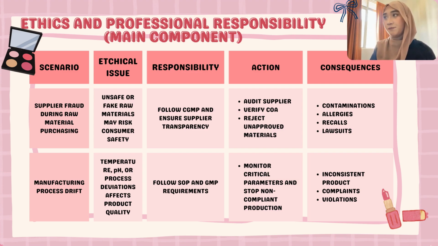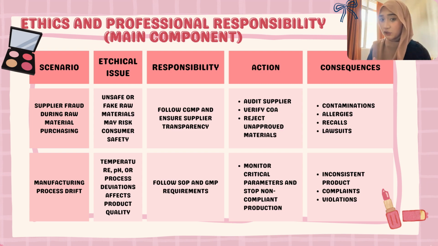So the first scenario is the supply fraud during raw material purchasing. This happens when a supplier provides fake, contaminated or low quality raw material. And this is a serious ethical issue because unsafe material can directly affect consumer safety. As a manufacturer, our responsibility is to follow CGMP requirements and ensure that all the suppliers are transparent and trustworthy.